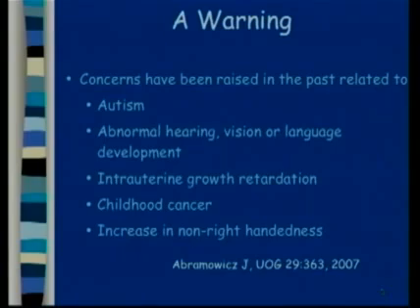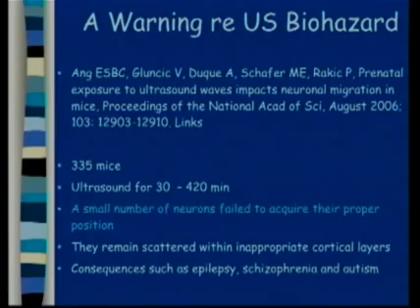Why do we care? Well, there are concerns for autism, for abnormal hearing, vision or language development, for intrauterine growth retardation, for childhood cancer, and for increase in non-right-handedness. Now, there was a study by Ang et al. from Yale where they looked at 335 mice, and they used ultrasound for anywhere from 30 to 420 minutes, and a small number of neurons failed to acquire their proper position. They remained scattered within inappropriate cortical layers, and the authors thought that this could have consequences related to epilepsy, schizophrenia, and autism.